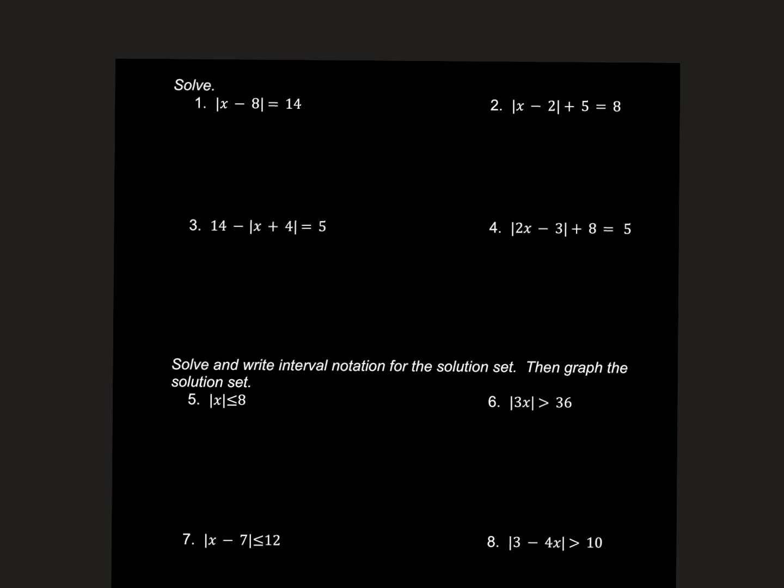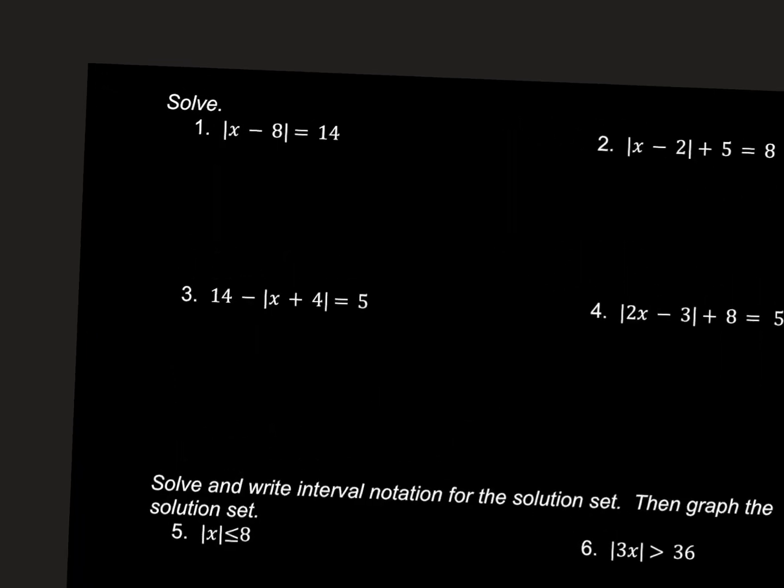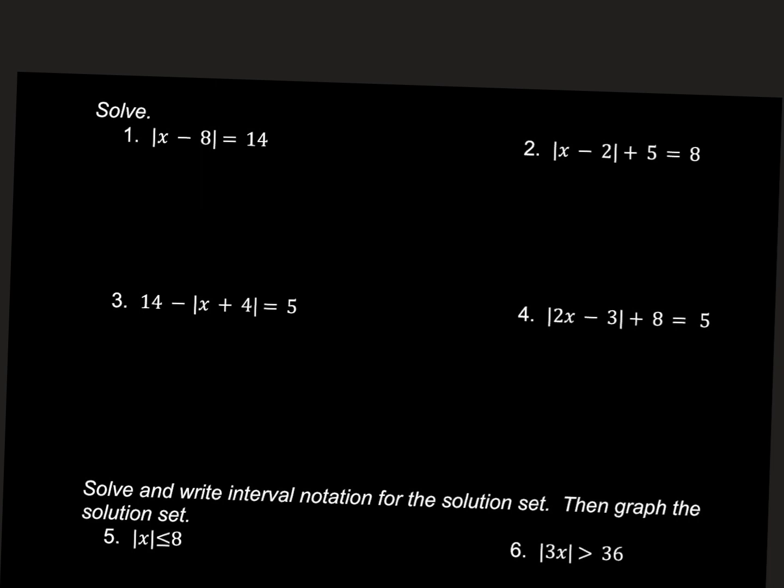First, four absolute value equations. Don't forget, 2 bars, 2 answers, usually. So this first one's ready to go. I'm just going to set x minus 8 equal to 14 or negative 14. So just move the 8 over. This side I get 22. Move the 8 over here, you get negative 6.